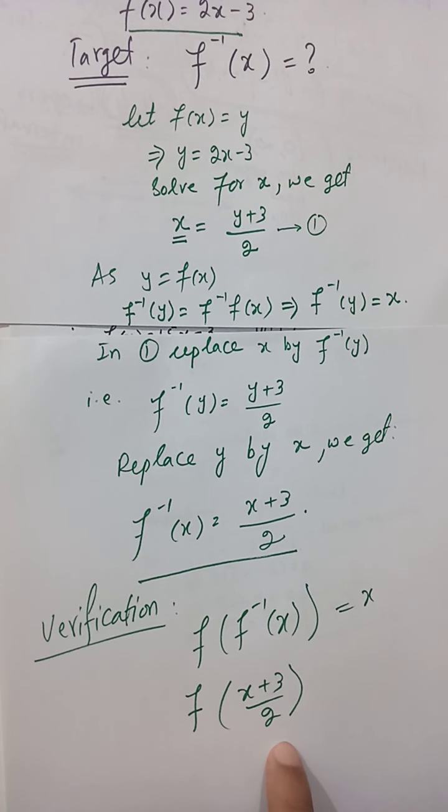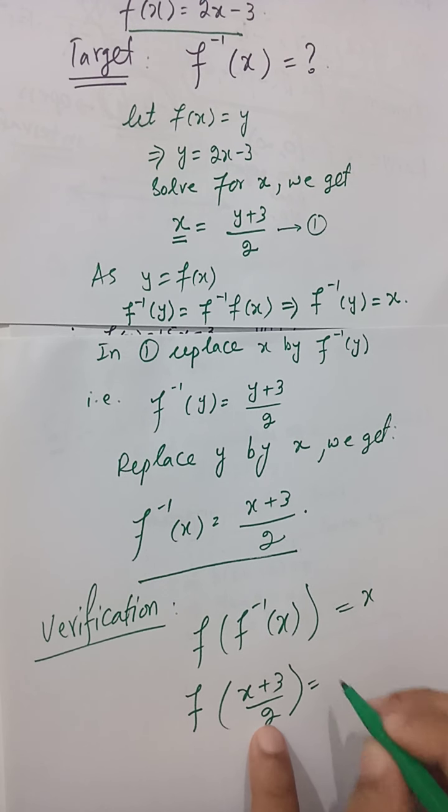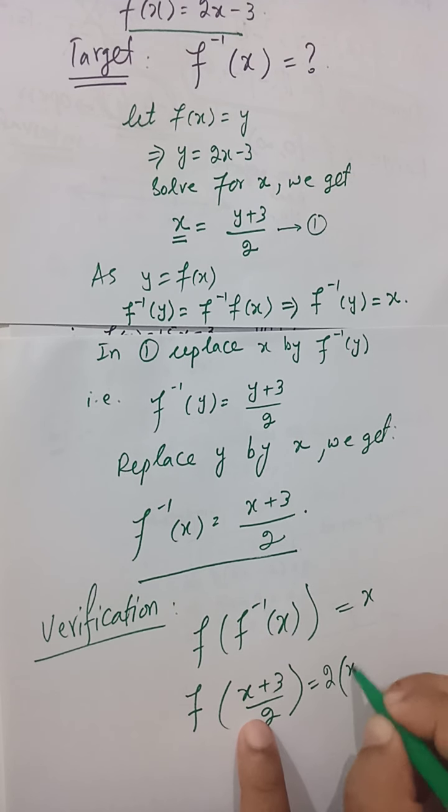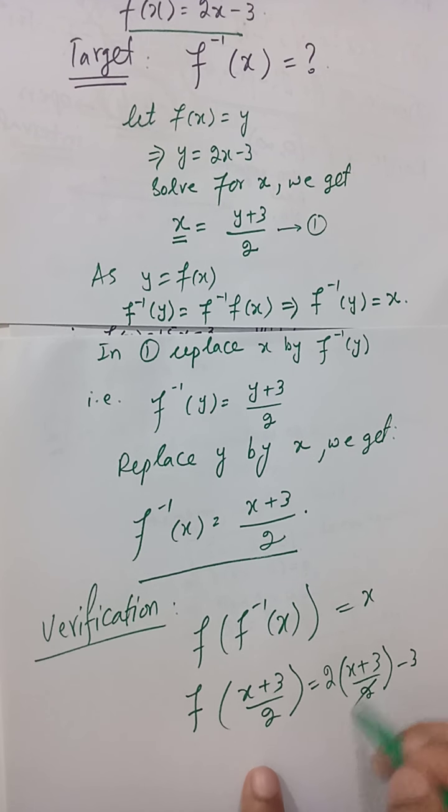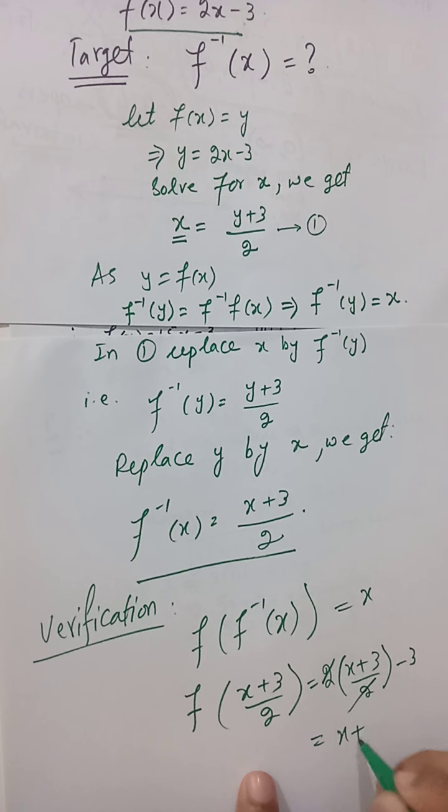So 2 will be multiplied with this and 3 will be subtracted from this argument, according to the definition of the given function. So 2 and 2 cancel. Then x plus 3 minus 3, the 3 cancels, and you will get x.